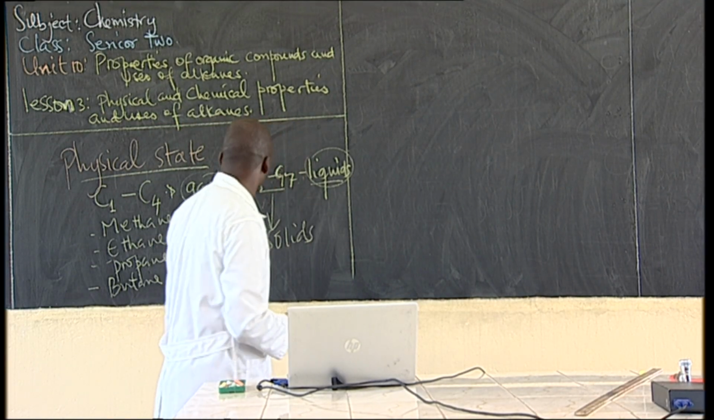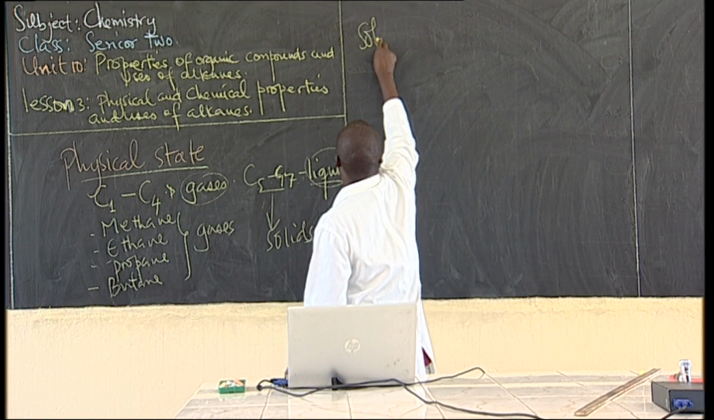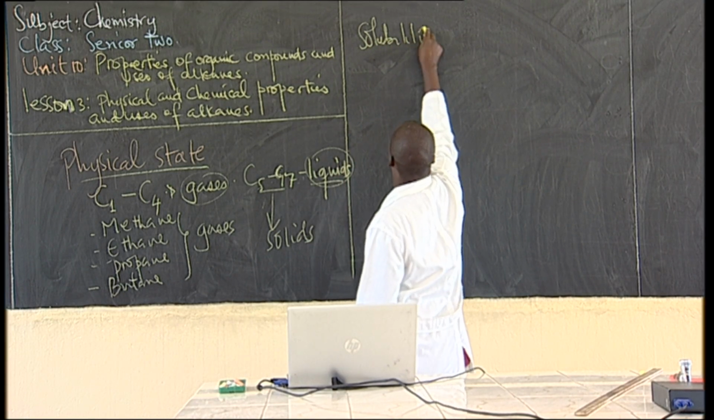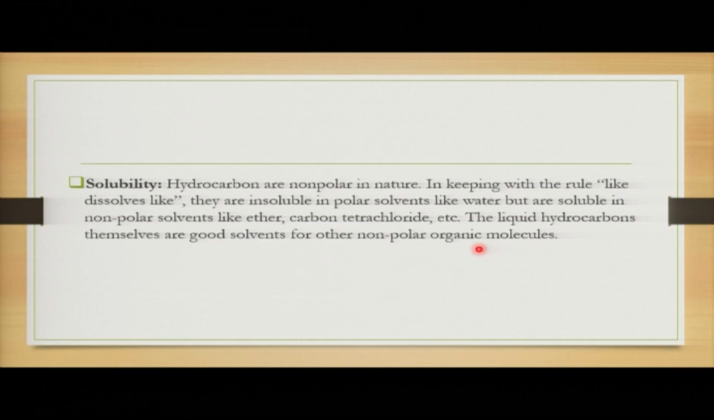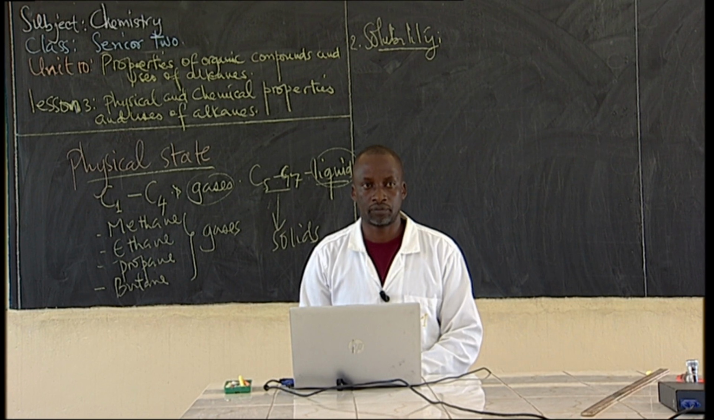The second one that we need to look at is the solubility. Solubility, that is the second property that we have to discuss. Hydrocarbons are non-polar in nature. So you remember when we were mentioning the covalent molecules, these non-polar molecules belong to the covalent molecules or the covalent compounds. So the non-polar molecules are covalent molecules.